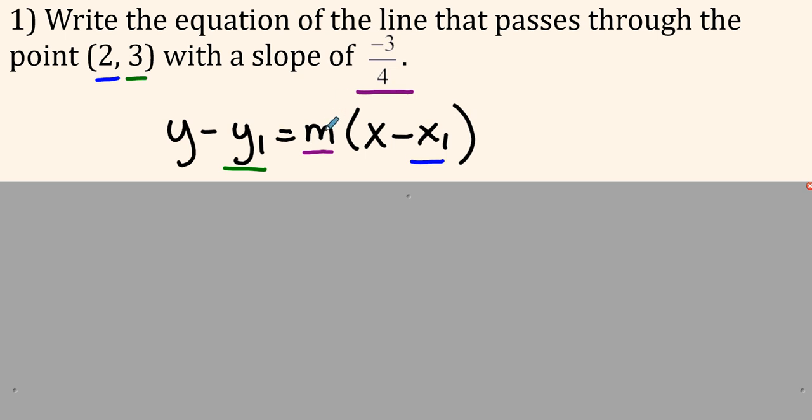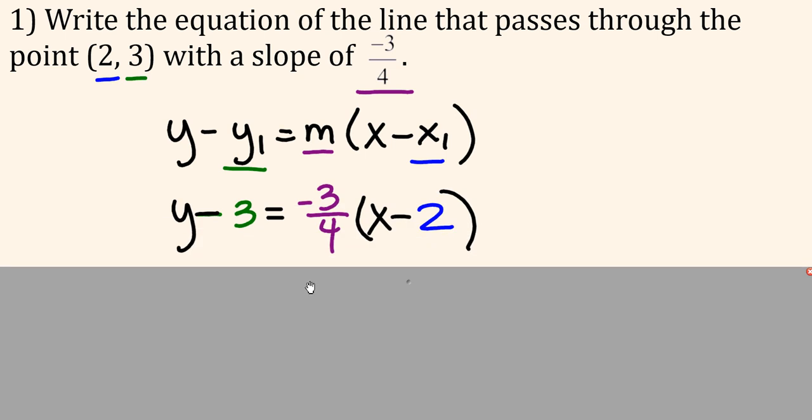So our slope would go here, the x coordinate value would go here, the y-coordinate value goes there, and then we would simplify accordingly, if need be. So let's do our substitutions and see if any simplification needs to happen. So we've got y minus 3 is equal to negative 3/4 times the quantity x minus 2. Everything is simplified as is, so we could leave that as our equation.